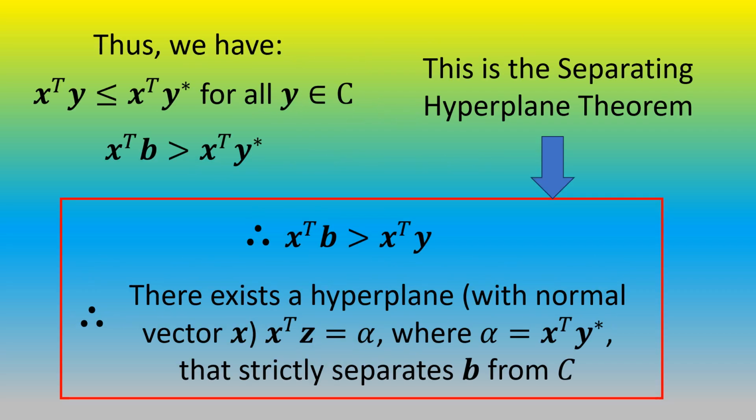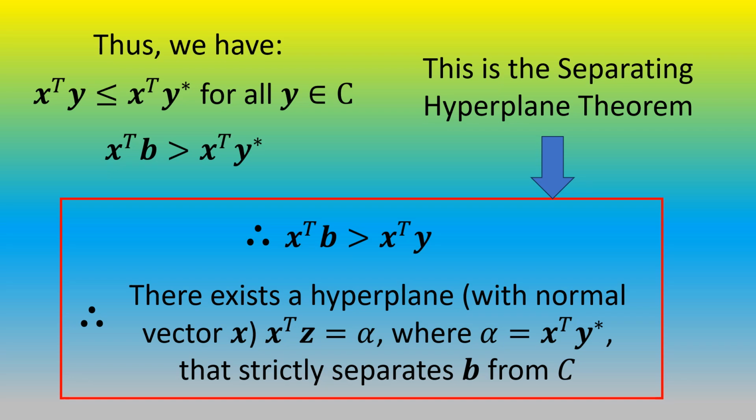So thus we have x transpose y is less than or equal to x transpose y star for all y in C, and x transpose b is greater than x transpose y star. That leads to x transpose b is greater than x transpose y. And thus there exists a hyperplane with normal vector x, where x transpose z is equal to alpha, where alpha is x transpose y star, that strictly separates b from C.